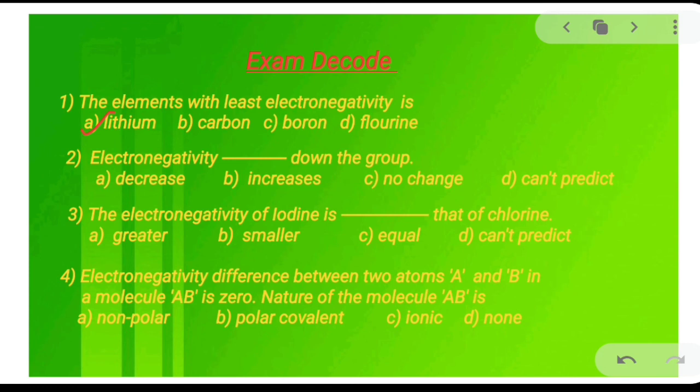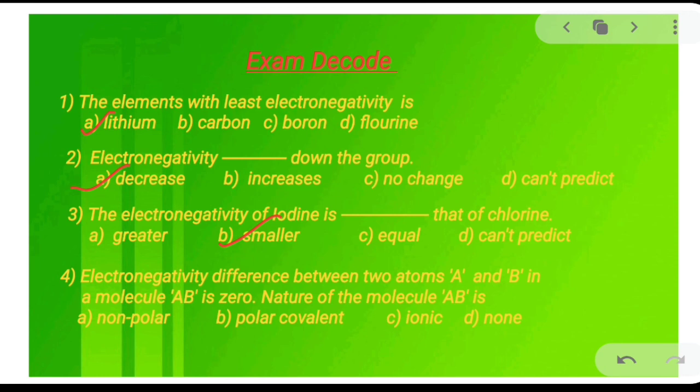Electronegativity decreases down the group. As we move down the group, the atomic size increases. As the atomic size increases, the electronegativity value decreases. Electronegativity of iodine is less than chlorine. Iodine's value is smaller than chlorine's.